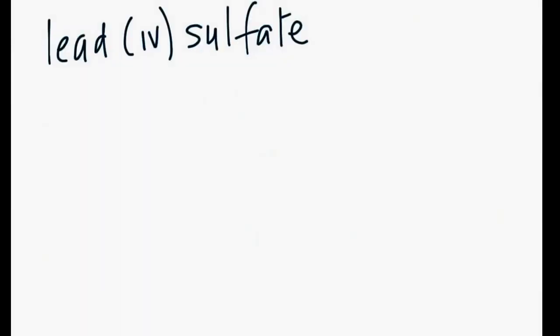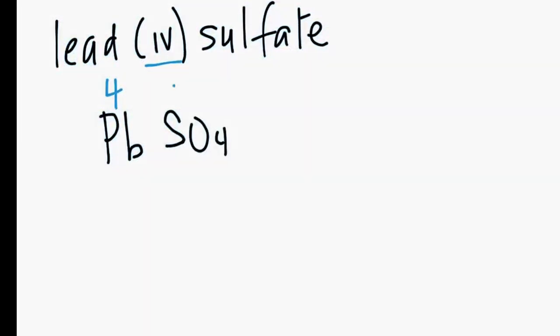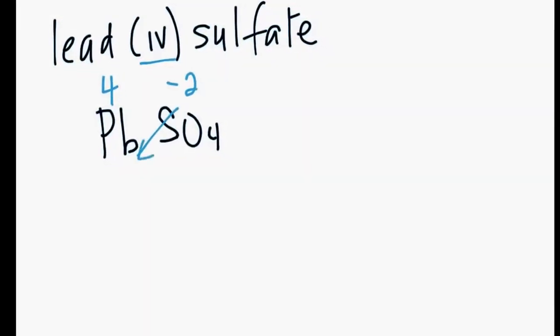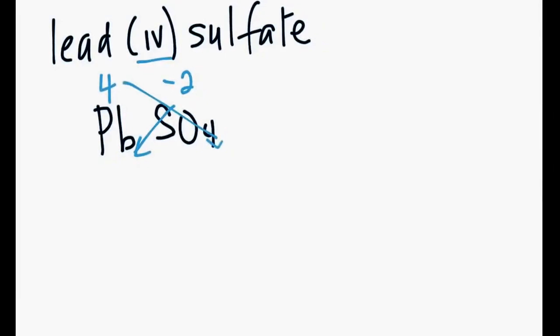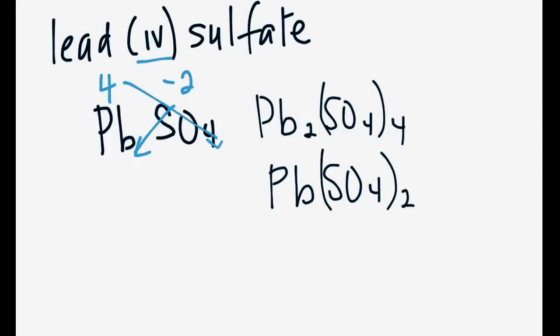Okay, lead 4 sulfate. So lead, we know, has a charge of +4. And we know sulfate has a charge of -2. So we cross and we drop. So we end up with Pb2(SO4)4, but you do have to reduce that. So it will be PbSO4. We reduce it because 2 goes into 2 and 2 goes into 4.